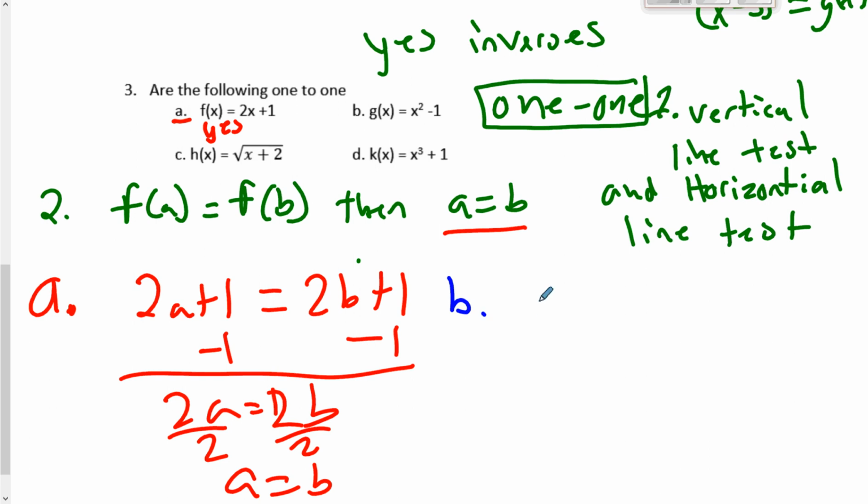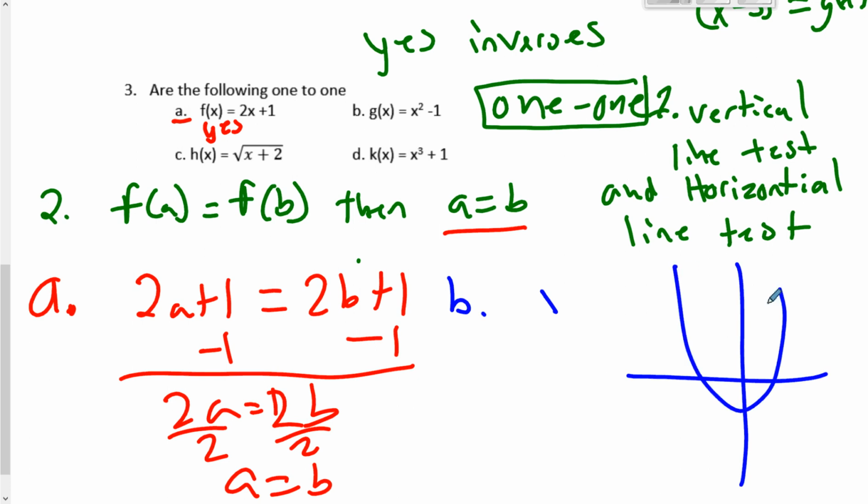Okay, for b, if I could graph this, right? And if I graph this, we should know that this is a U shape, right? It's something like that. So this fails the horizontal line test, so we know this is not 1 to 1. Done. Okay, so no.